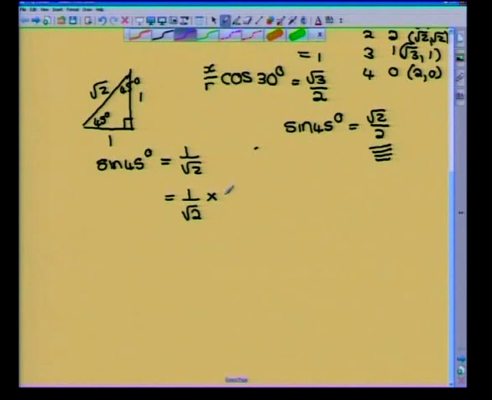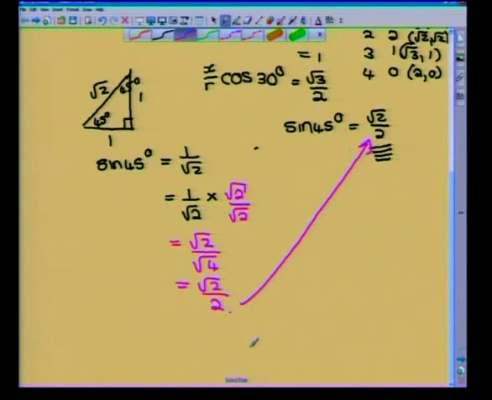So what we do is we multiply by a convenient form of 1. The convenient form of 1 in this case would be root 2 over root 2 to make sure that those root 2's sort each other out. So this becomes root 2, and root 2 over root 2 is actually root 4. And what do you know about the root of 4? It's equal to 2. So in actual fact, you end up with exactly that same answer there.